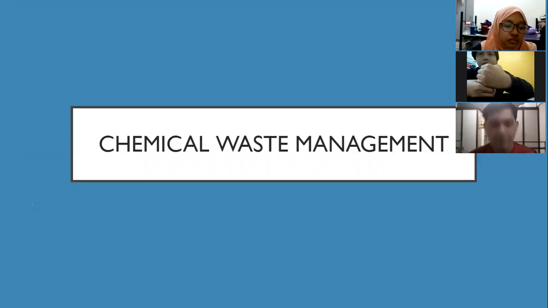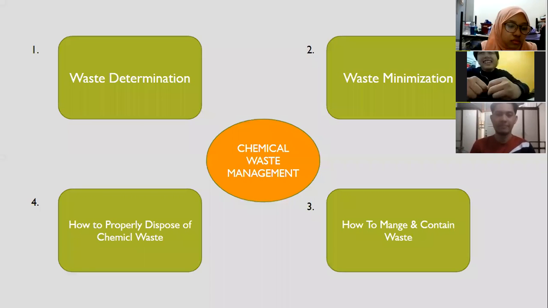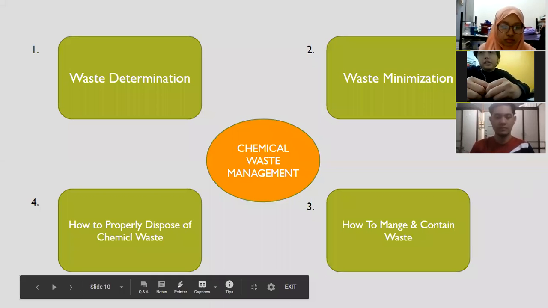Okay, next is the chemical waste management. Okay, there are 4 steps in chemical waste management. The first one is waste determination. Second is waste minimization. Third, how to manage and contain the waste. And lastly, how to properly dispose of chemical waste.